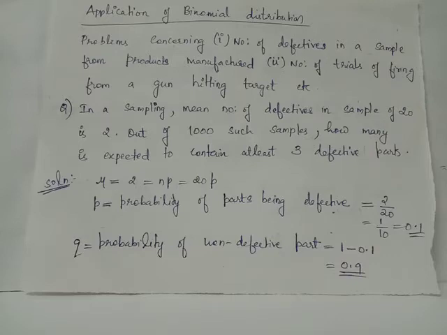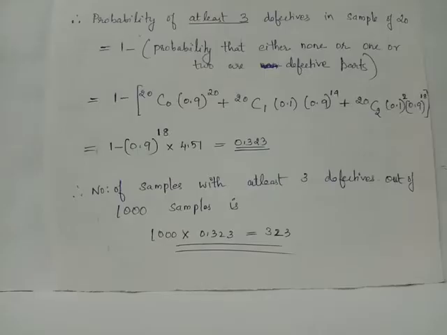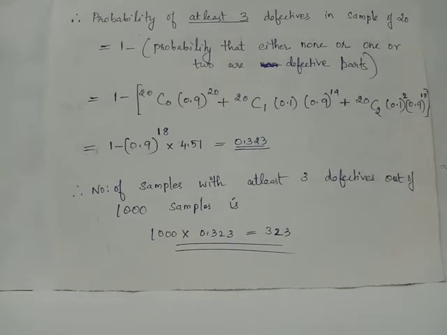Therefore, q equals 1 minus p equals 1 minus 0.1. Therefore, q equals 0.9. To evaluate probability of at least 3 defective parts to be found in the sample of 20, it's enough to take total probability 1 minus probability of 1 defective part to be found, probability of 0 defective parts to be found, probability of exactly 2 defective parts to be found.